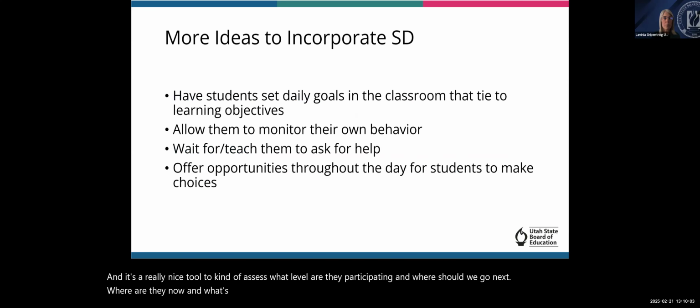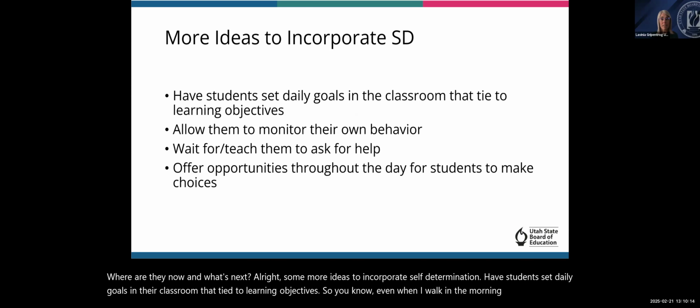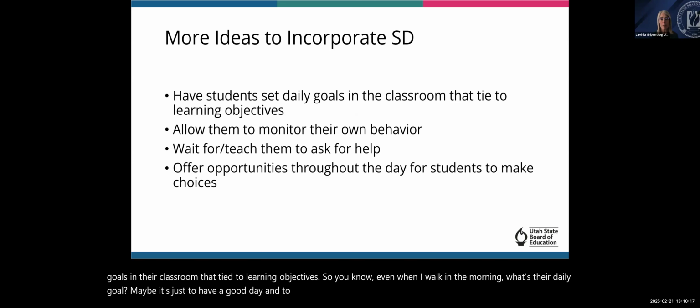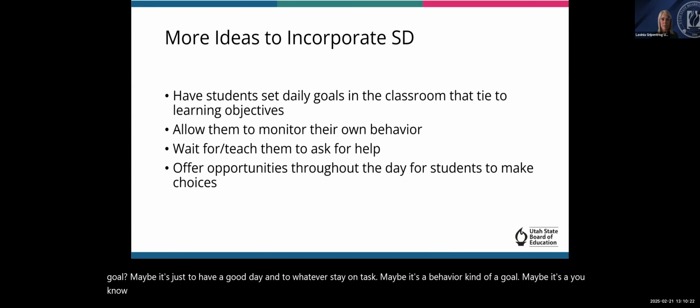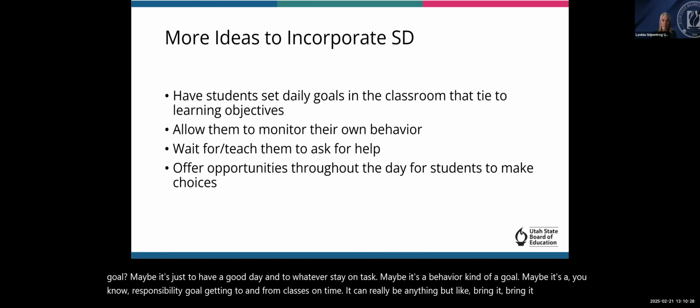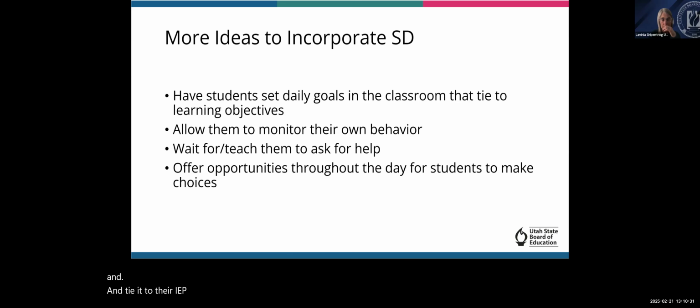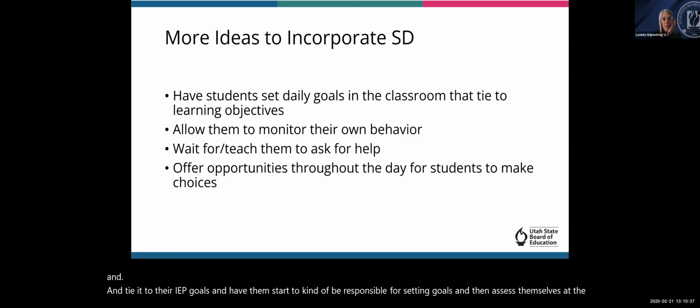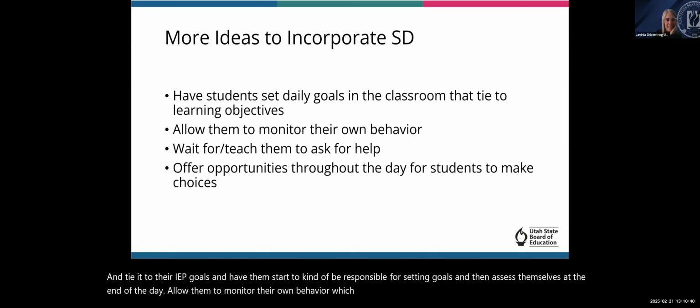All right, some more ideas to incorporate self-determination. Have students set daily goals in their classroom that tie to learning objectives. So, even when they walk in in the morning, what's their daily goal? Maybe it's just to have a good day and stay on task. Maybe it's a behavior goal. Maybe it's a responsibility goal, getting to and from classes on time. It can really be anything, but bring it to their level and tie it to their IEP goals, and have them start to be responsible for setting goals and then assess themselves at the end of the day. Allow them to monitor their own behavior, which is exactly what I just said. Allow them to then evaluate how they did on that goal that they set for themselves.